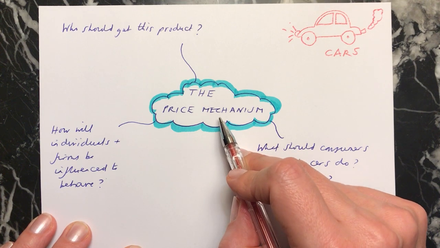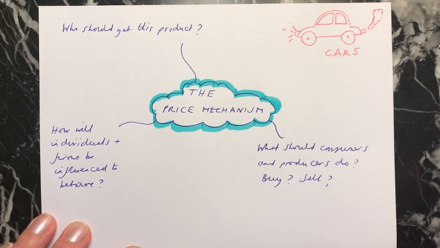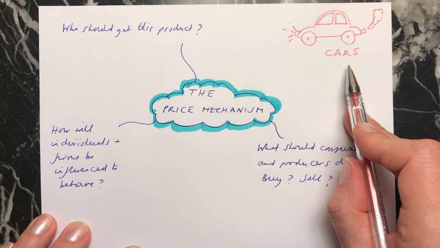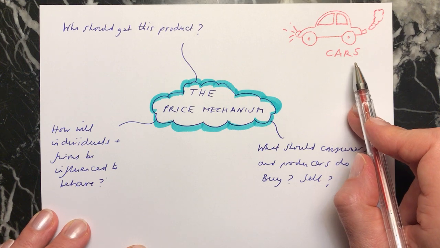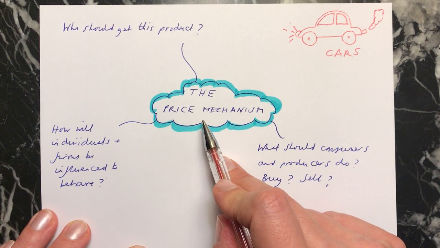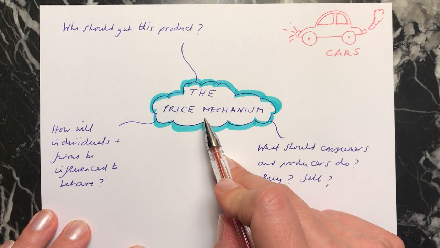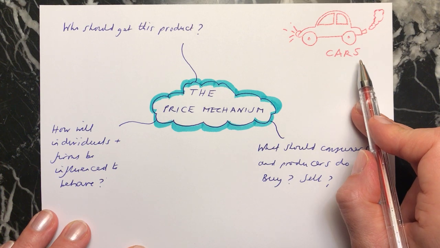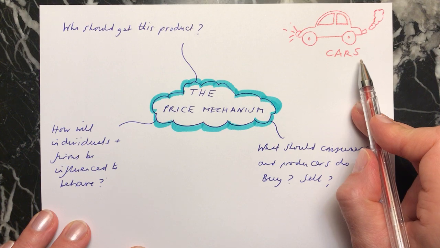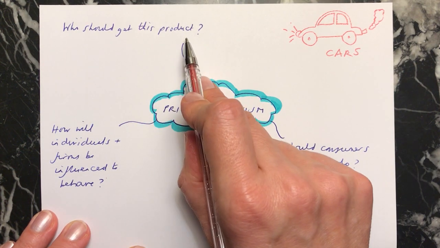Remember that overall we're looking at demand and supply. And in this case, let's imagine that we're in the car market. Cars are being bought and sold. The first thing that the price mechanism does is that it's a way of allocating resources. We talked about the fact that we have scarce resources and infinite wants. There aren't cars everywhere that you go in the world. They're not like leaves falling off trees. There are limited numbers of cars. And therefore, we have to decide somehow who should get this product.